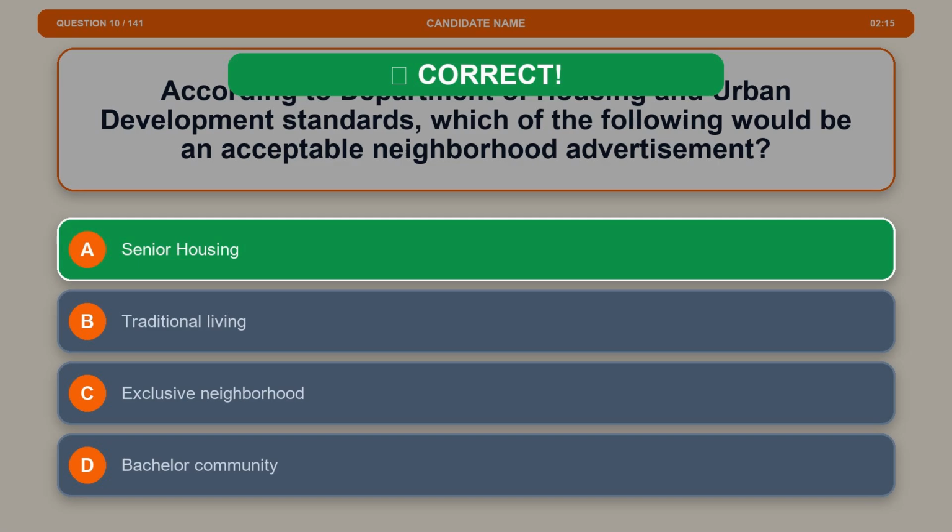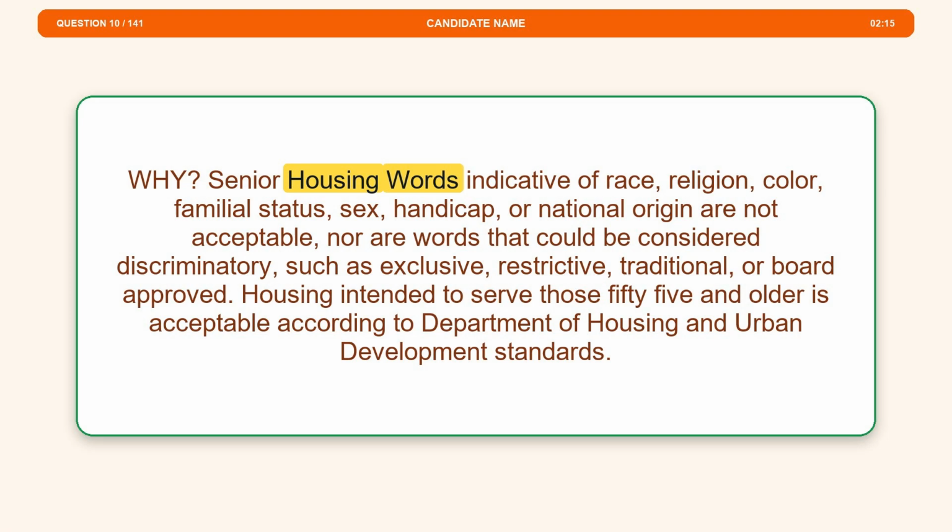The correct answer is option A. Senior housing. Advertisements indicative of race, religion, color, familial status, sex, handicap, or national origin are not acceptable, nor are words that could be considered discriminatory, such as exclusive, restrictive, traditional, or board-approved. Housing intended to serve those 55 and older is acceptable according to Department of Housing and Urban Development standards.